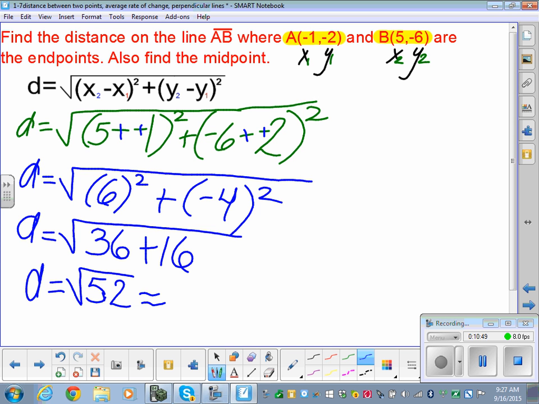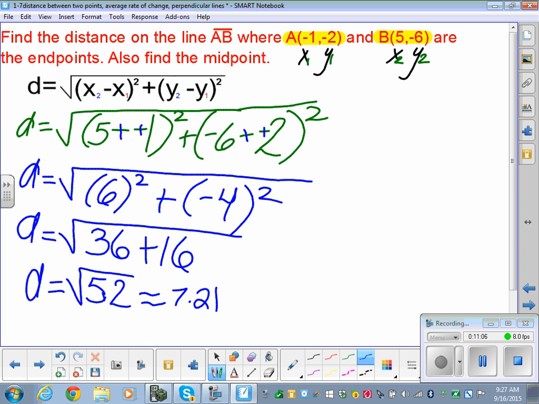Now type it into your calculator and tell me what you get. A decimal. Okay, I'm going to write down the decimal just for now, but we have to keep going. 7.21. I promise you guys, on an ACT, they will not have that answer. They're going to have the simplified root.